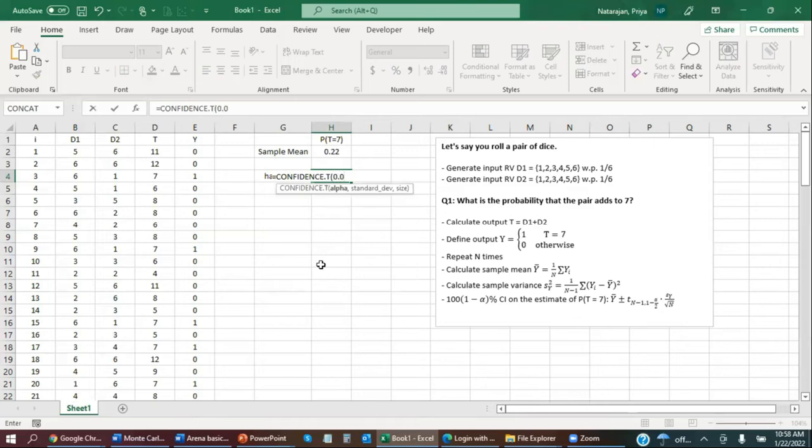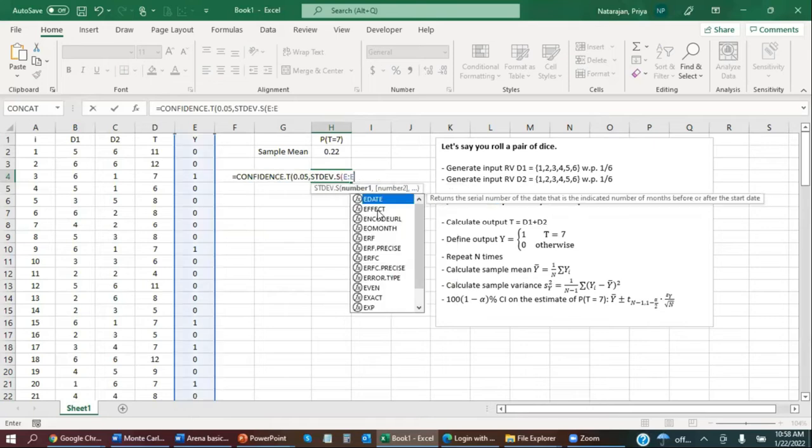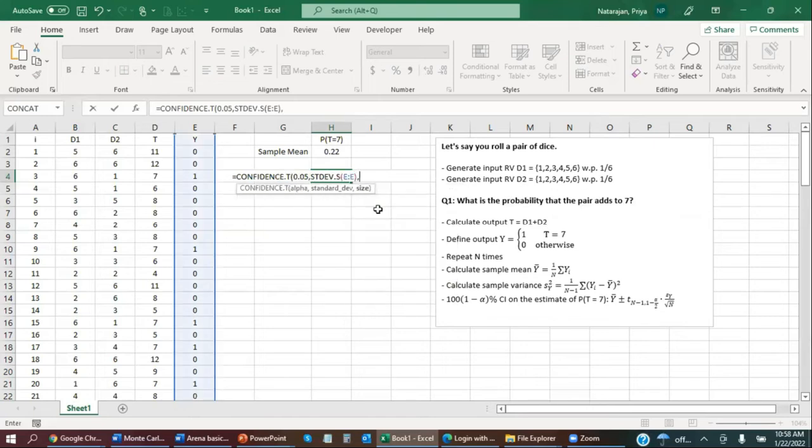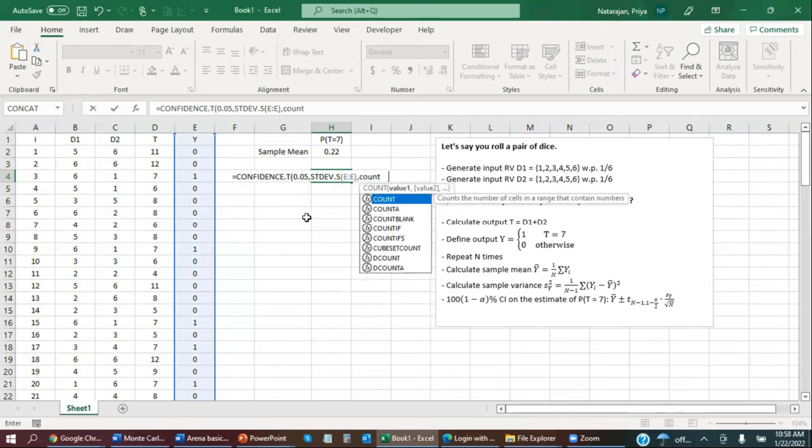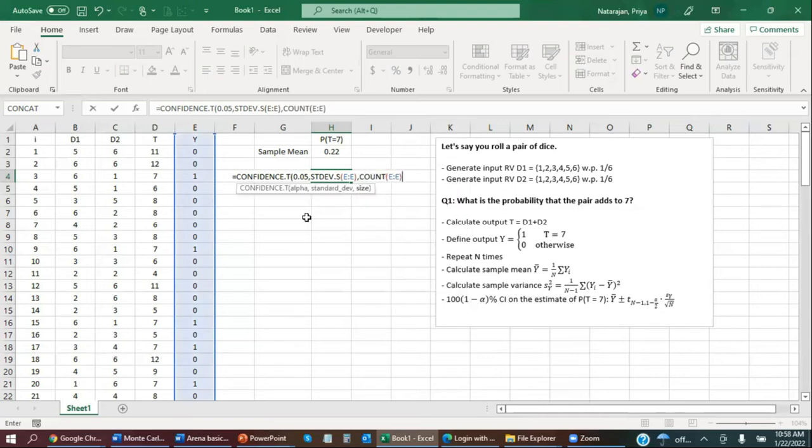We need to know our alpha, which, let's do a 95% confidence interval, so alpha is 0.05. We need to know our standard deviation, so I'll just do it right here. The standard deviation is based on a sample, so we need to use STDEV.S, not .P. So this is the correct formula to use, and this is column E. And then we want to know our size. In this case, our sample size is 100, but if I want to make this formula more dynamic, so I can increase the number of trials that I run, instead of putting in the number 100, which I can do, I'm going to just count the values in column E.